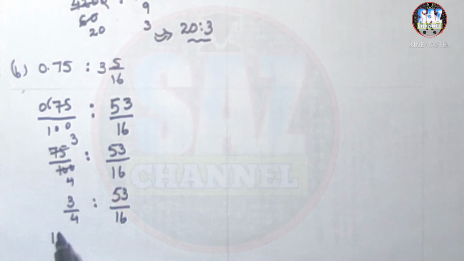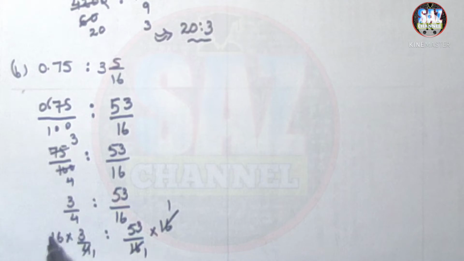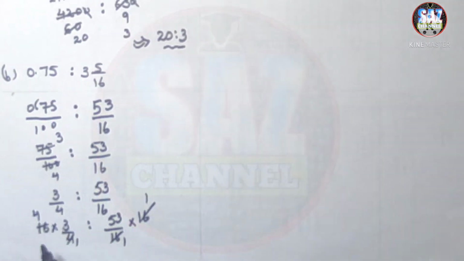So 16 multiplied by 3 by 4 ratio 53 by 16 multiplied by 16. This goes with this. 16 ones are, 16 ones are, and 4 ones are, and 4 fours are. So it will become 12 ratio 53. 12 ratio 53. So this is the simplified form for this question.